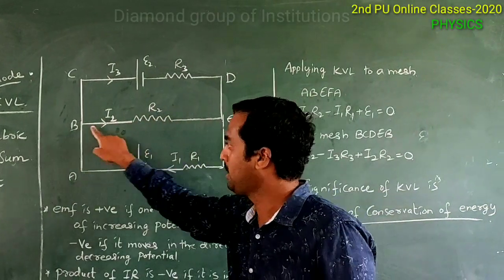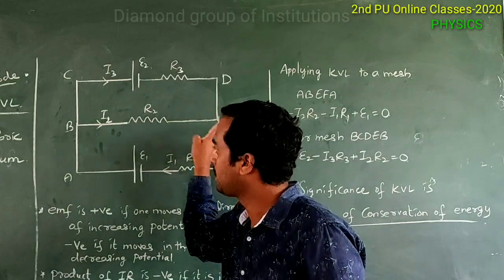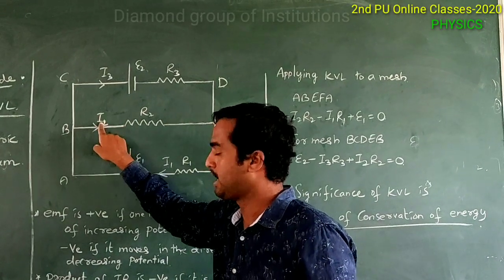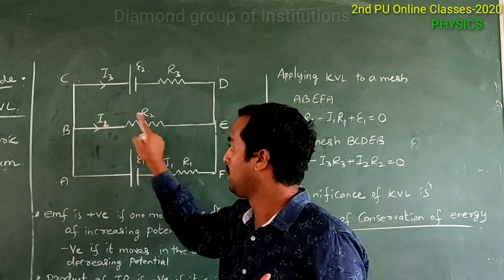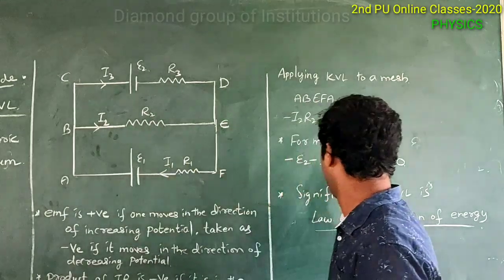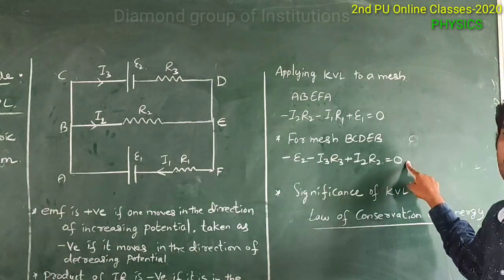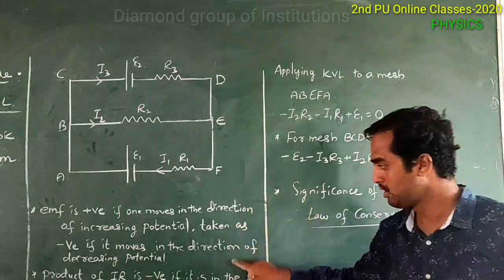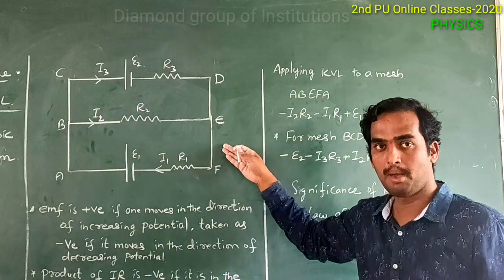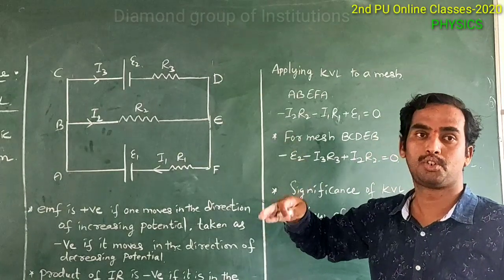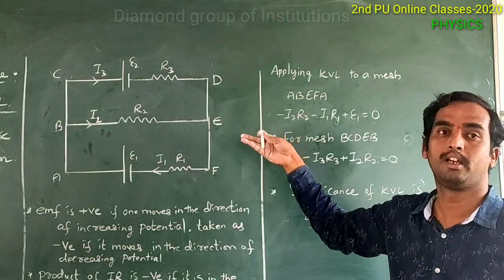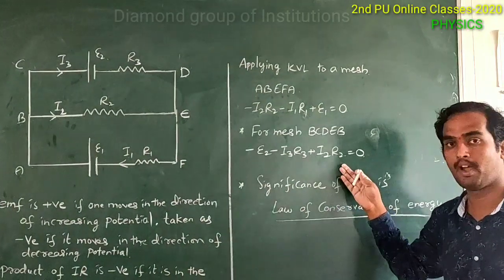So E to B, we are closing the path E to B, but here the current direction is opposite to E to B. So that's why we have taken plus I2 into R2. This becomes 0. So these are the rules, and this is the example of how to apply Kirchhoff's law to a complicated network.